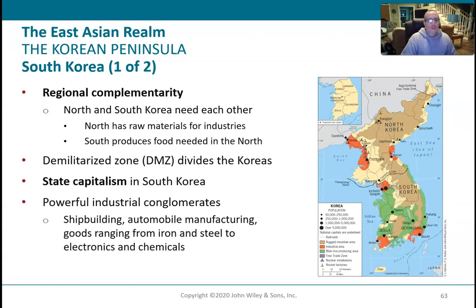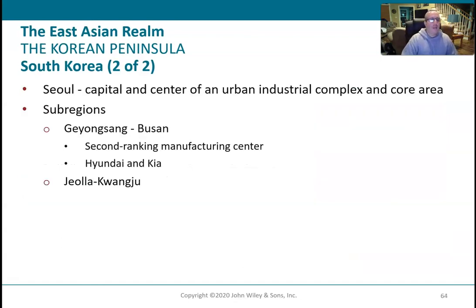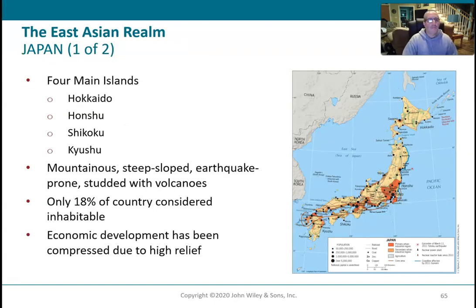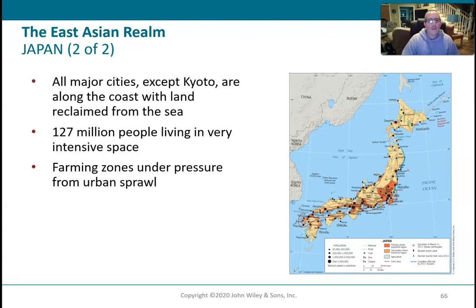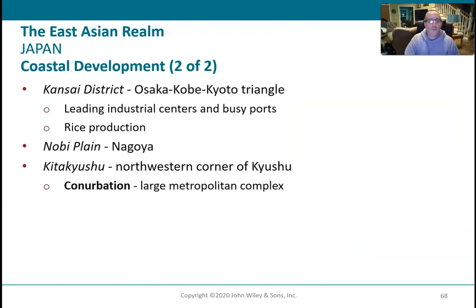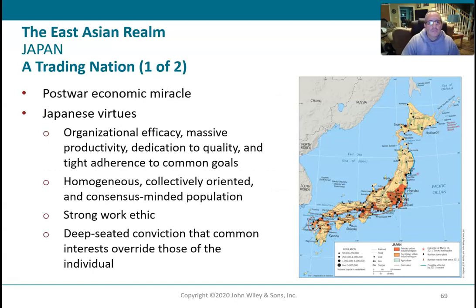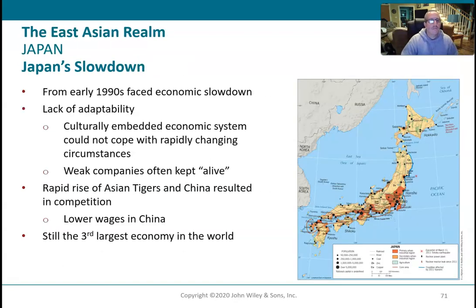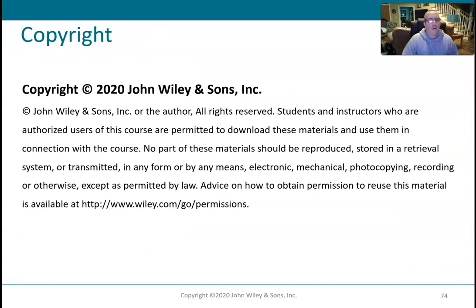Know the term regional complementarity? That means they kind of need each other, their resources and such. Remember that. State capitalism. The DMZ, remember that. That's going to be on an assignment. Here's Japan. I've already talked about Japan quite a bit, so I'm not going to talk about it here as well. The Kanto Plain will be on one of your assignments. And we've already talked about Taiwan in detail. So that's it for this lesson.